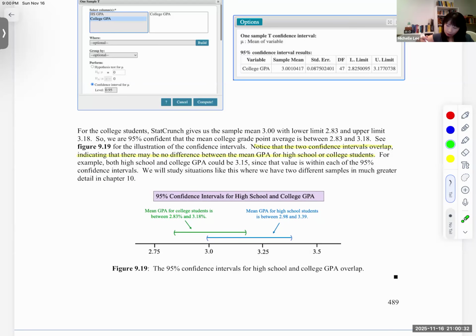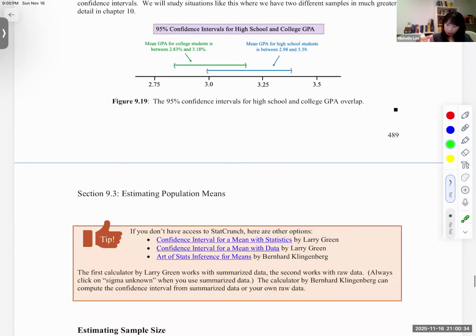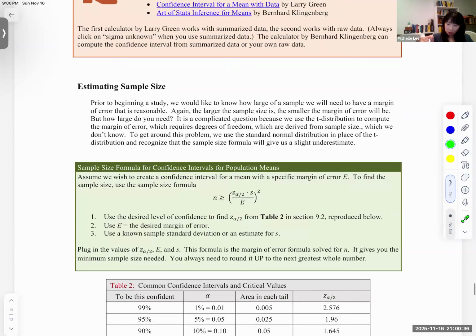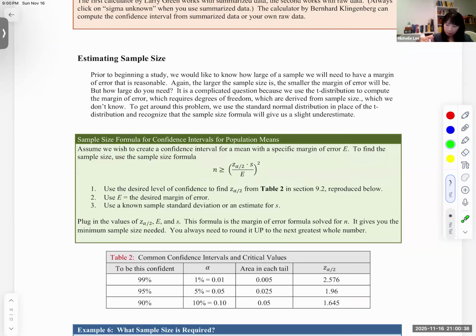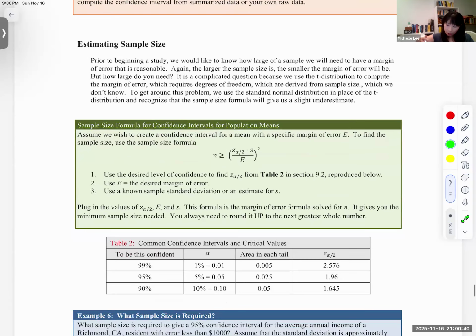Okay? All right, so let us do sample size for the mean. Yeah. So once again, this is from, oh, you know what? Looking at this one, we're going back to Z-score. Yeah. Can you see that?